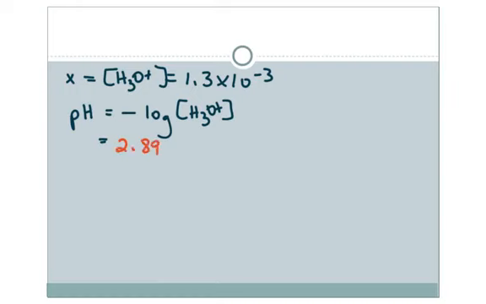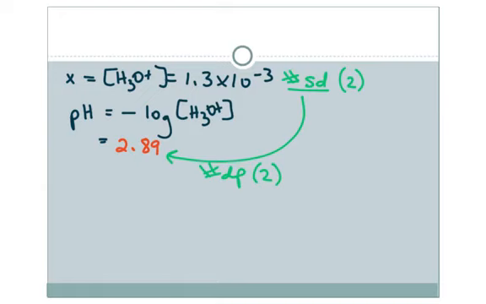2.89. And we actually leave it with all of these digits, and that's because of the weird rule that I mentioned earlier, that the number of significant digits in our concentration equals the number of decimal places in our pH or pOH. So we have 2 significant digits up here, and we're going to keep 2 decimal places in the pH or pOH. I know it's weird and wacky, it's just the way it is.